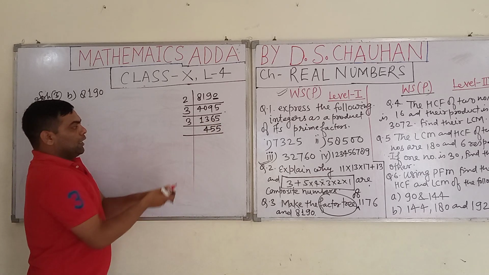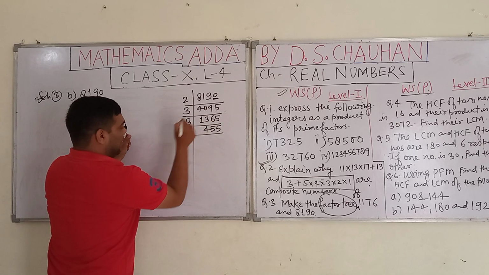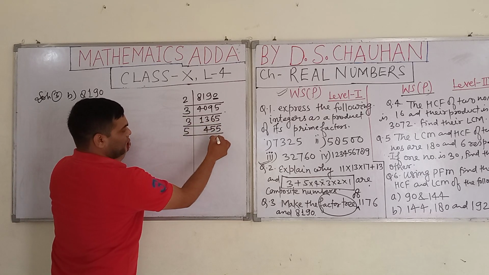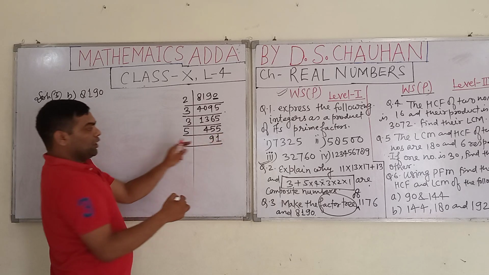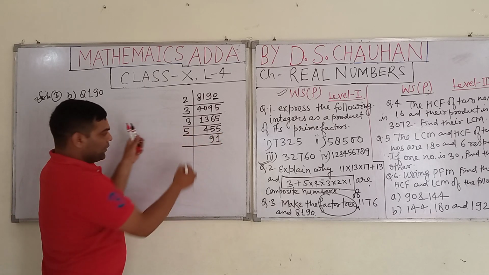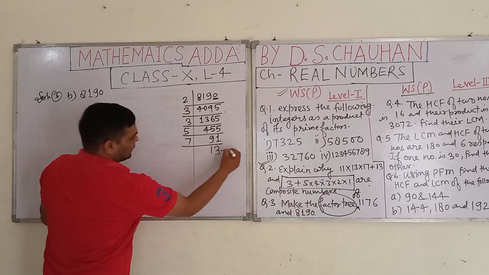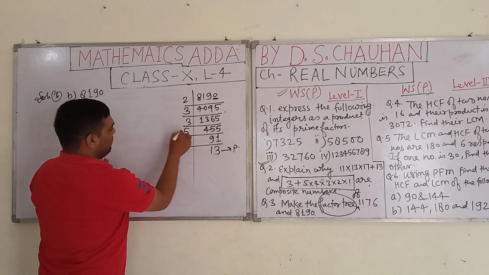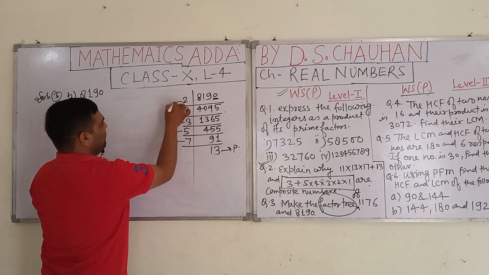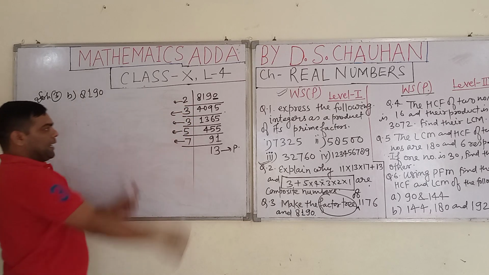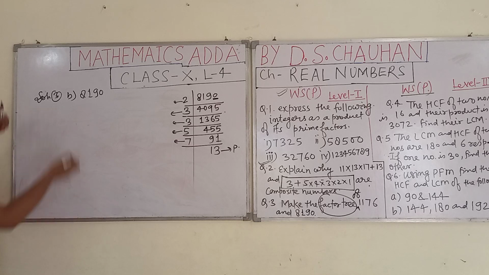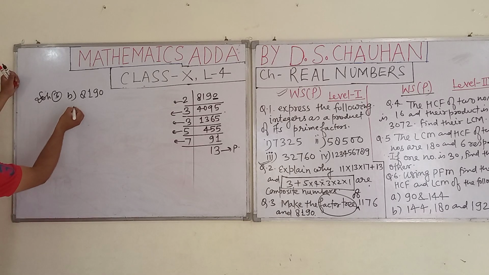Now it is divisible by 5. 5 9s are 45, 5 1s are 5. Now this is divisible by 7, so it becomes 13. All of these are prime. So now students, here we have to make the factor tree of this.